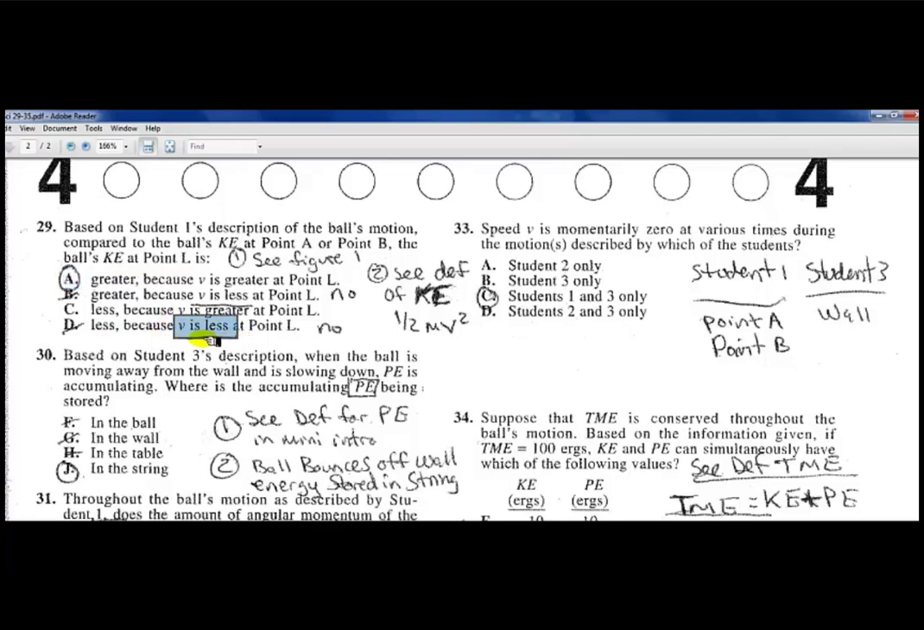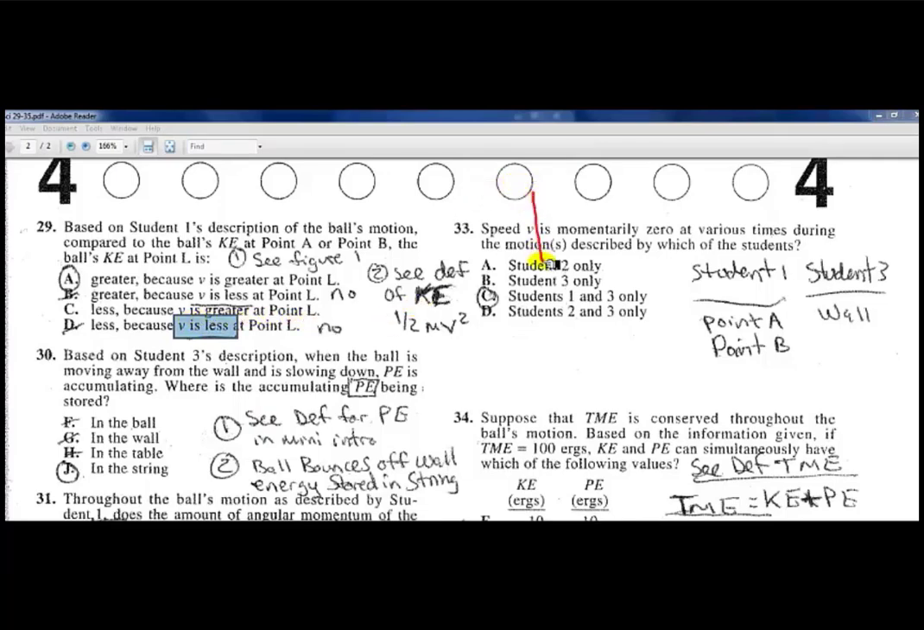No, the velocity is the most, and you saw that when something swings from here to here, this is the greatest amount of energy, right in the middle. Then it's going to start going up and lose energy because it's like going up a hill. D is out for that reason. Let's go ahead and take a look at C. C says less because V is greater at that point.